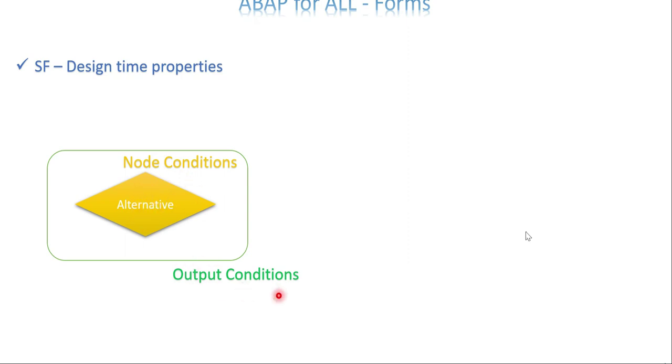So this doesn't have true or false. If it is yes, this component will execute. If it is no, it won't execute. But node condition has an option: if it is true, execute a set of components. If it is false, execute a set of components. So that is also available. So only for alternative you have two different conditions. So make sure which one is for what. So you have output condition and node conditions.